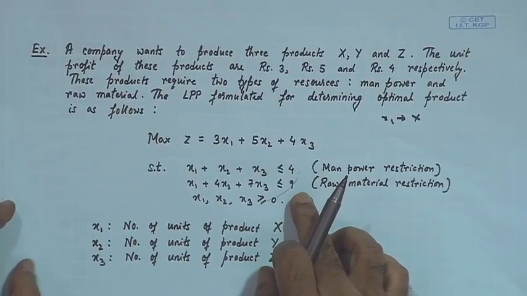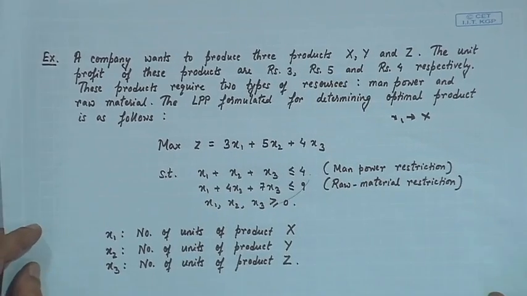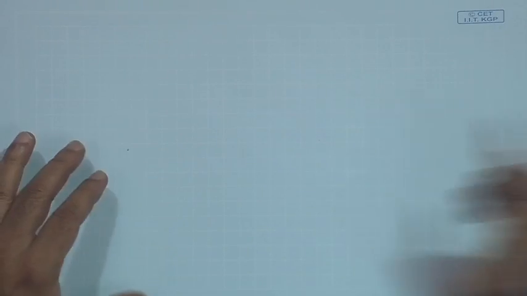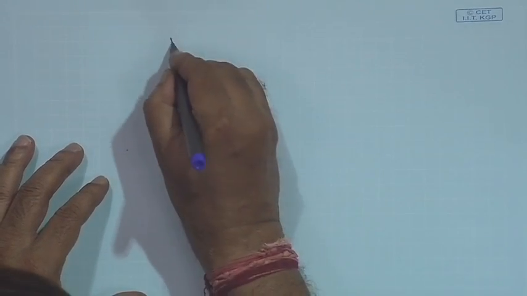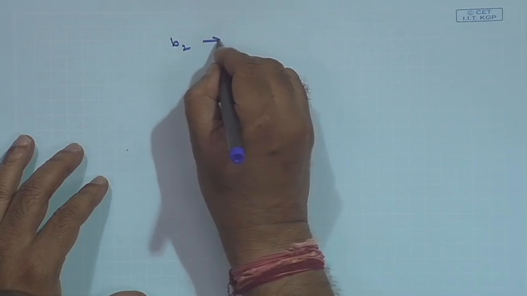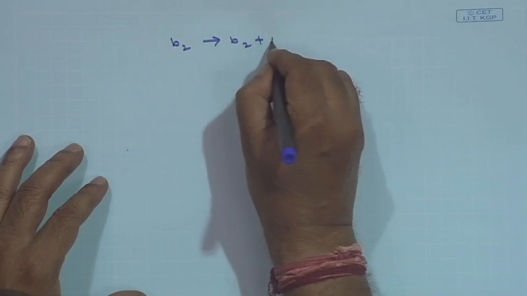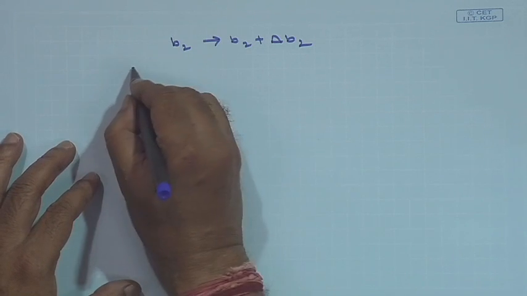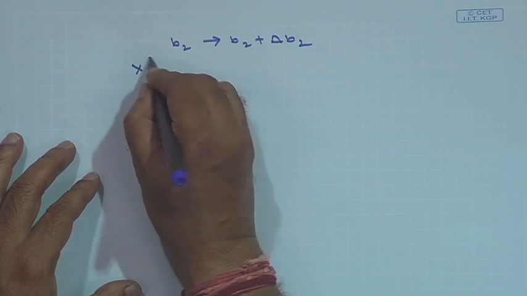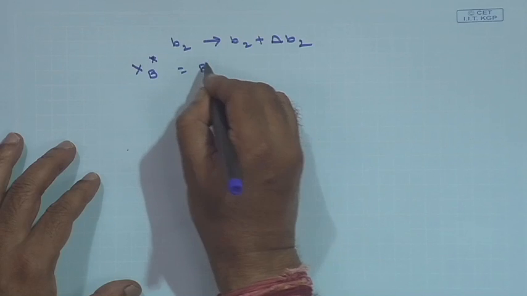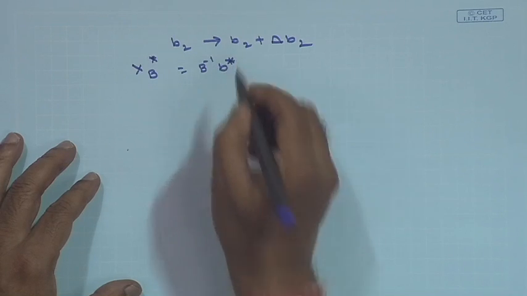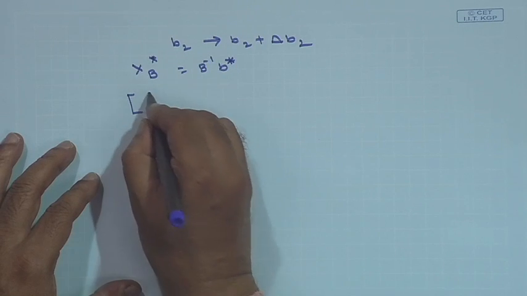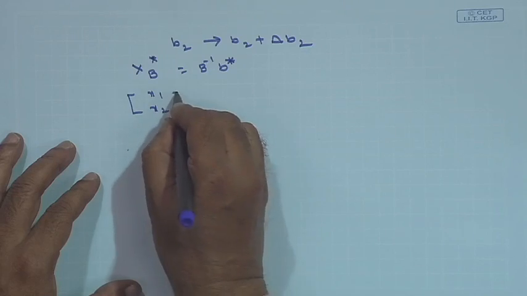In the same way, now let us check the second one, that is B2. Resource B2 means this value. How much can we change this value? So, B2 is changed to B2 plus delta B2. Suppose I am making the change. So, again following the same steps, x_B star equals B inverse b star. From here I can write down x1 x2.